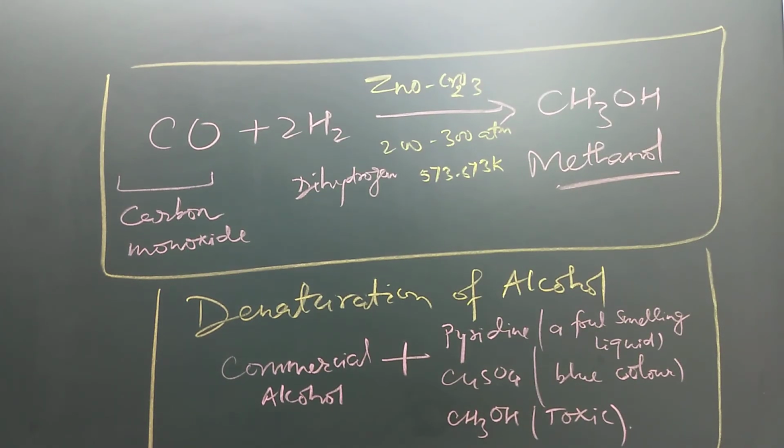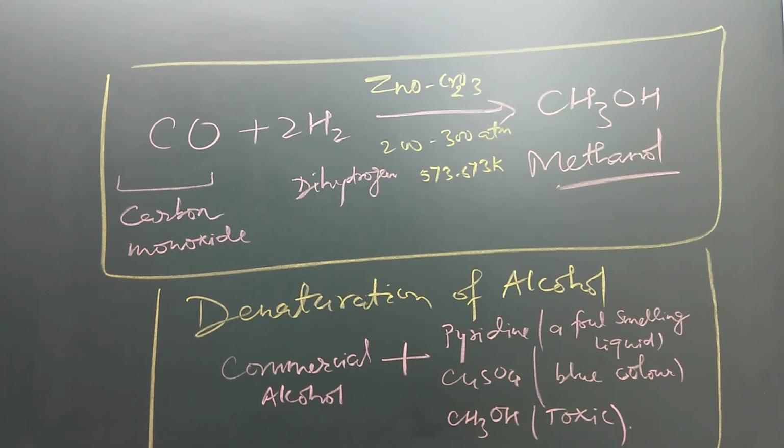Let's see how methanol is prepared from water gas. Carbon monoxide, when treated with dihydrogen in presence of the catalyst zinc oxide and chromium oxide at a high pressure of 200 to 300 atm and a temperature of 573 to 673 Kelvin, gives methanol. This is a very important reaction for the preparation of methanol. Methanol is a toxic substance. When a person consumes methanol by mistake in a lower amount, it can cause blindness, and at higher doses methanol can kill a person.